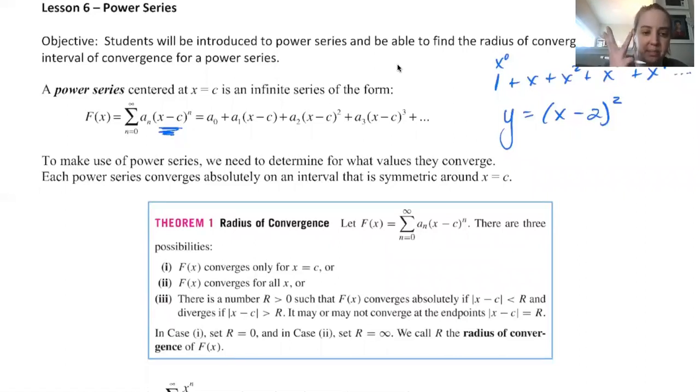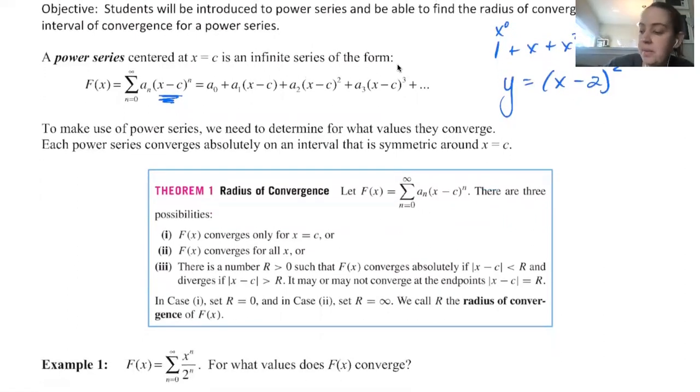So you've got three possibilities with these. f of x converges for only x equals c, only at one point. f of x converges for all x, that they match exactly. Or there's a number r greater than 0 such that f of x converges absolutely if the absolute value of x minus c is less than r, and diverges if it is greater than r. It may or may not converge at the endpoints. So we have a radius of convergence.